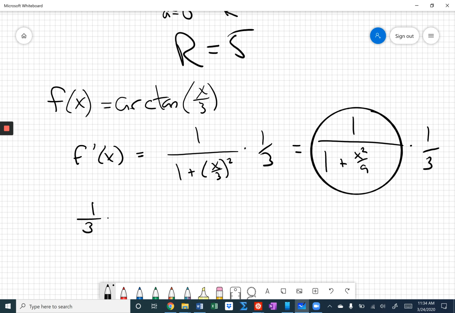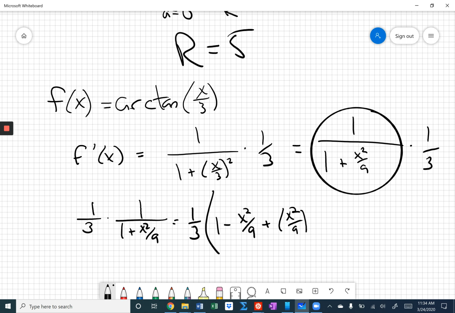So let's write this as 1/3 times 1 over 1 plus x squared over 9. And that's going to be 1/3 times 1 minus something plus that something squared minus that something cubed. It's alternating because we have a sum here instead of a difference. Plus dot dot dot plus negative 1 to the n, and then we're going to have this x squared over 9 raised to the nth power plus dot dot dot. And then close that parenthesis.